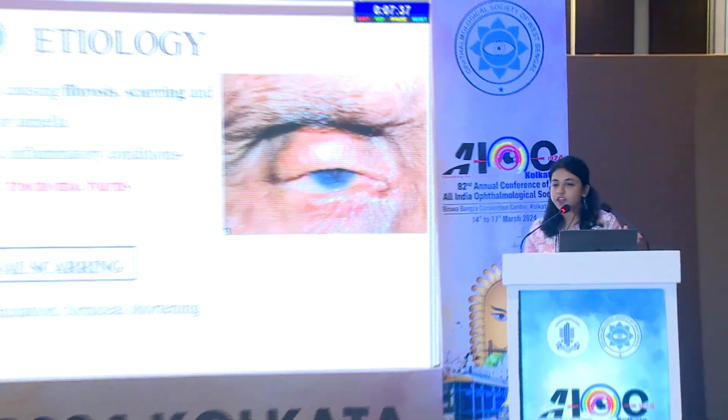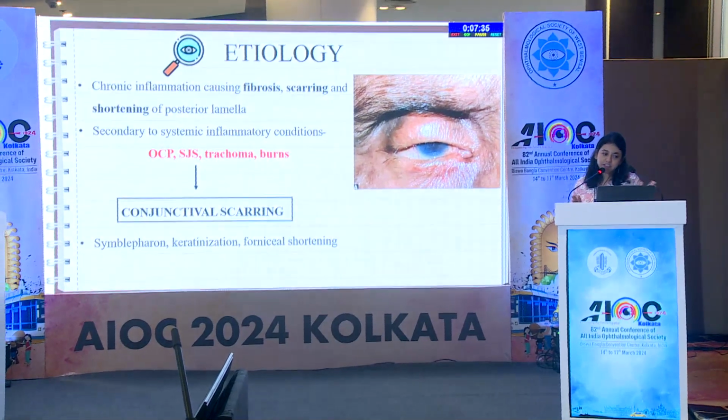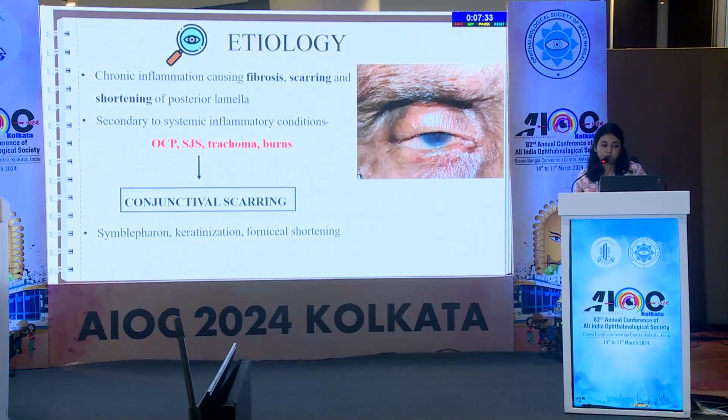Okay. So we know the types of entropion. They're mechanical, involutional, spastic, and most commonly cicatricial. Usually the upper lid is most commonly affected by a group of conditions which result in fibrosis, scarring, and shortening of the posterior lamella. All of these are grouped under the term cicatricial entropion.